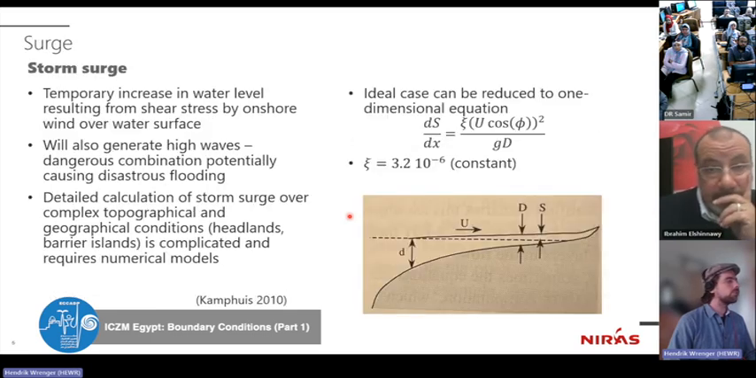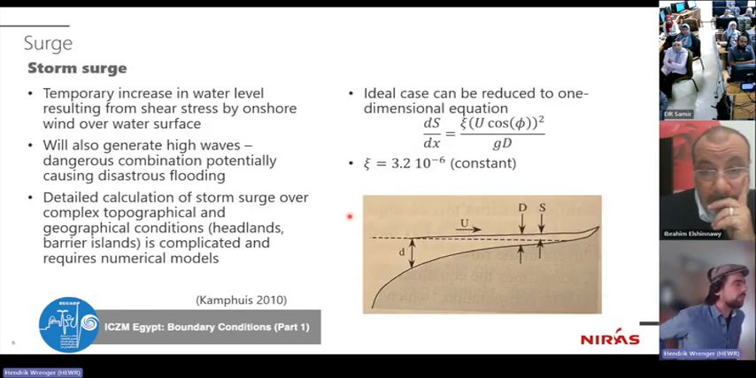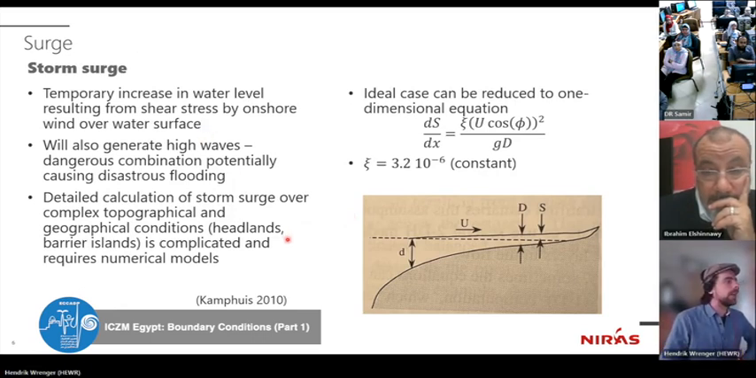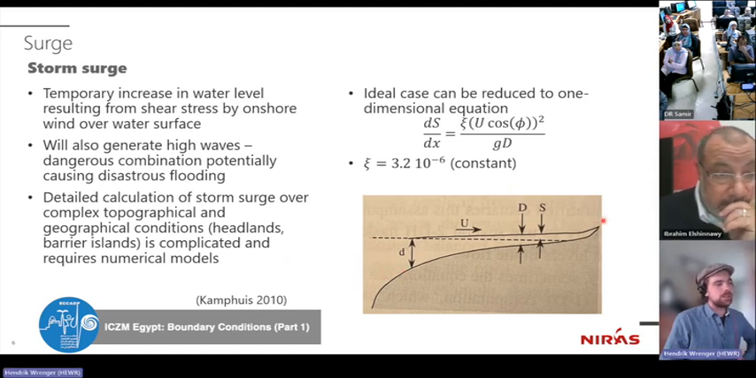The next one was a storm surge. That's a temporary increase in water level resulting from shear stress by onshore wind. And there's this analytical solution here, and this goes from deep water to shallow water. The more shallow the water gets, the more the contribution to the setup is there. Depending on where your model boundary is, this one will be partly included on your boundary and partly resolved inside your domain.